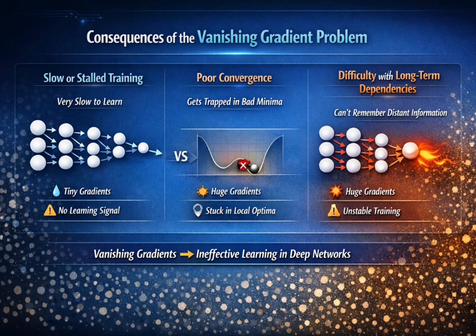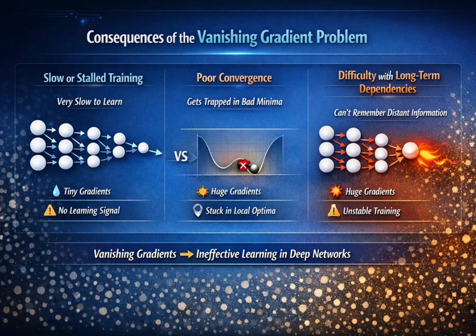Next, consequences. What happens when gradients vanish? First, training becomes extremely slow. Second, the model may get stuck in poor local minima. Third, in sequence models like RNNs, the network fails to learn long-term dependencies. This is why early RNNs struggled with tasks like language modeling or time series forecasting.